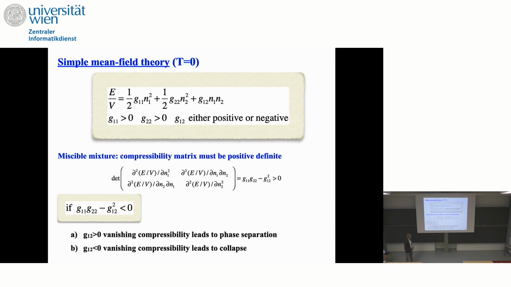Of course, for the mixture to be miscible, you need to have that the compressibility must be positive. Okay, and so then this gives you a condition over the product of G11, G22, and G12. So this has to be larger than 0. If this is negative, instead, if G12 is positive, so you have a repulsion, then at the level of mean field, you would predict phase separation. The system phase separates, prefers to have all the atoms of component 1 on one side and atoms of component 2 on the other side. And instead, if G12 is negative, you have a collapse. Okay? So our question was, we wanted to understand both the problem of phase separation and the problem of collapse.